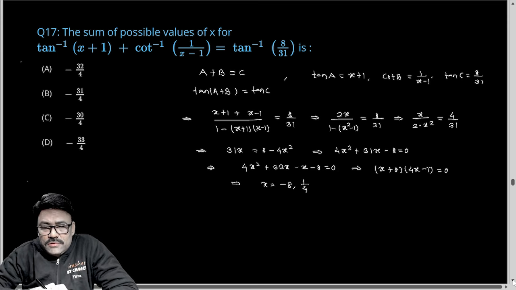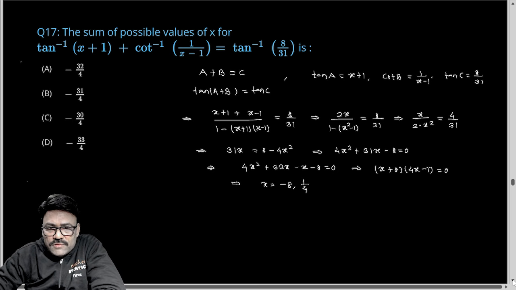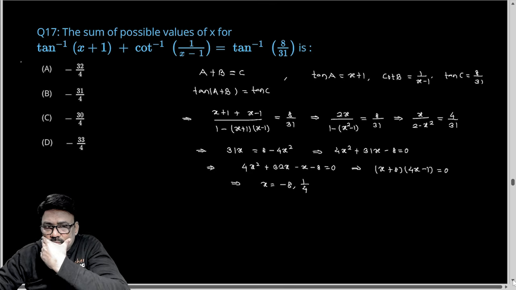But you have to check, out of these two values, which one will be taken, means which one satisfies the equation. So see, if you take x equal to 1 by 4 here, then this cot inverse quantity will become negative. Tan inverse (x plus 1) will be positive, means it lies in the first quadrant. And this cot inverse (1 over x minus 1) becomes negative when you take it. And cot inverse of a negative number lies in the second quadrant.